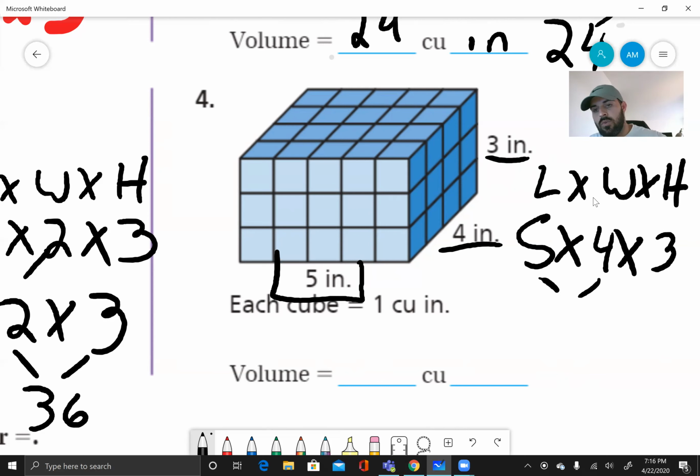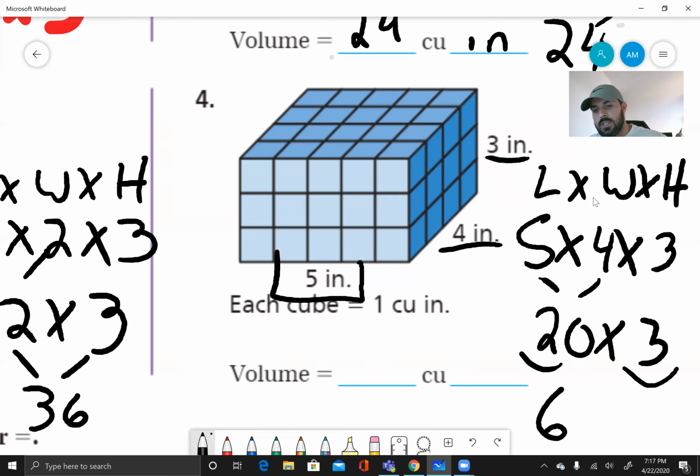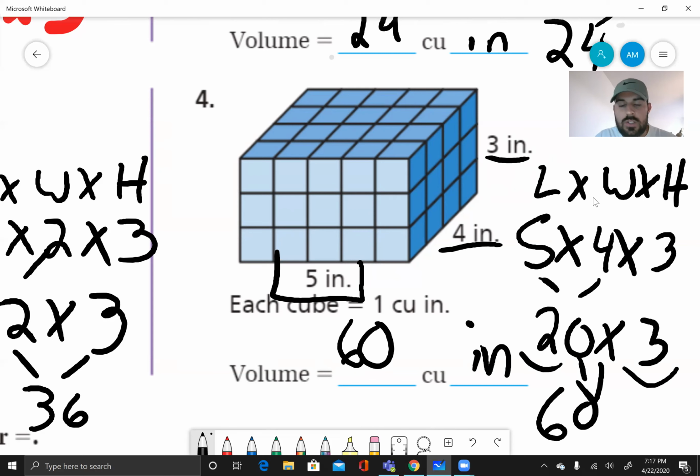I know 5 times 4 is 20. Bring down that 3. I know 3 times 2 is 6, and I bring down that 0. So it has a total volume of 60 cubic inches. Short and sweet. The hardest part is understanding your multiplication facts, and I know you guys have that down pat.